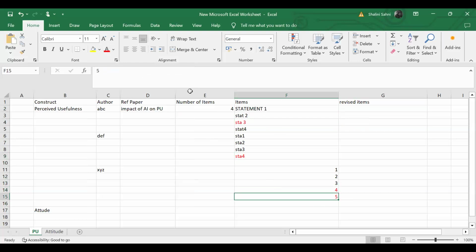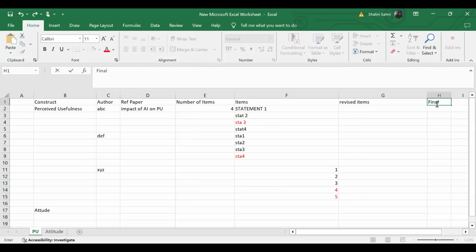Right? Suppose we chose these 5. So whatever the revised items you have considered, and finally, which final scale have you taken? So from here you have taken. So this becomes your one author, DEF and XYZ. If all three are there, then your scale is adapted from whatever authors, A, B, C, D, E, F, X, Y, Z, and whatever the year it is. So this is how you should maintain your sheet whenever you are making your questionnaire, right? I hope it is clear now.